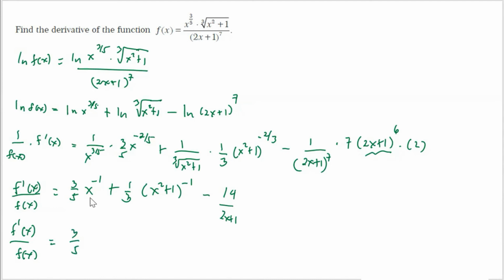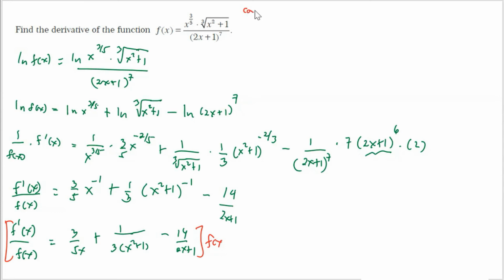So I rewrite in terms of positive exponents. So the x will go together with 5, plus this one now will become 1 over 3 times the quantity of x squared plus 1, to avoid the negative 1 exponent on the binomial, minus 14 over 2x plus 1. Now this is similar to our previous example. So we can now multiply the entire equation by f of x. So multiplying that one gives us now the answer.